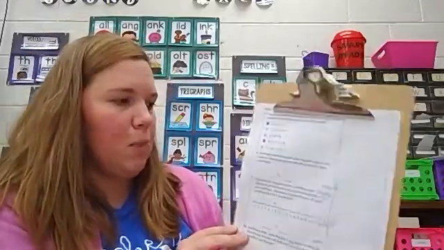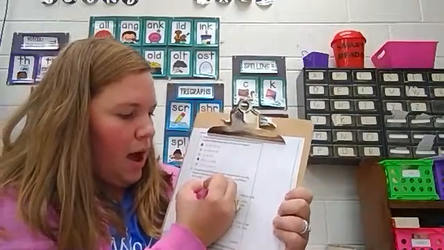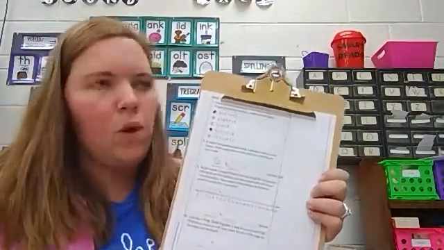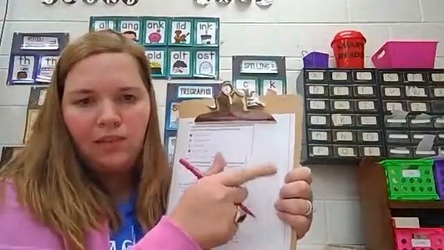Number 8, a waiter carried 6 baskets with 5 dinner rolls in each basket. How many dinner rolls did he carry? Show your work. He carried 6 baskets with 5 dinner rolls. One way you could do this if you weren't sure of the answer is you could do repeated addition. 6 plus 6 plus 6 plus 6 plus 6.